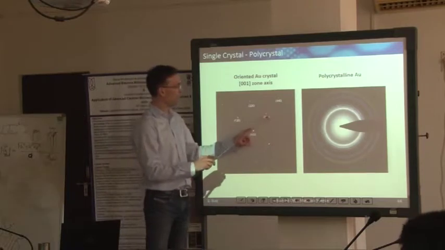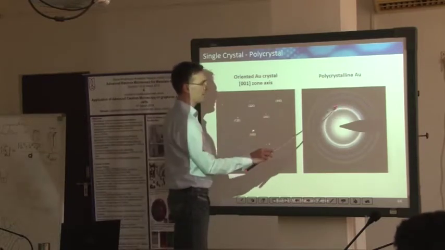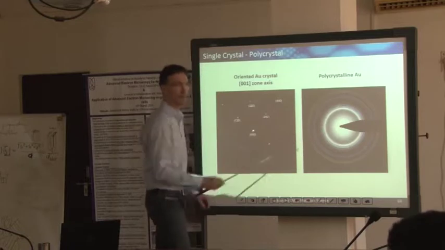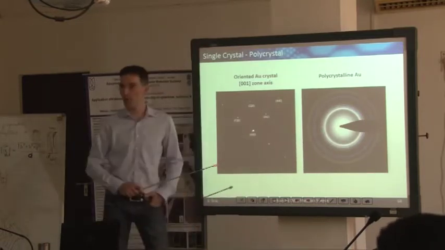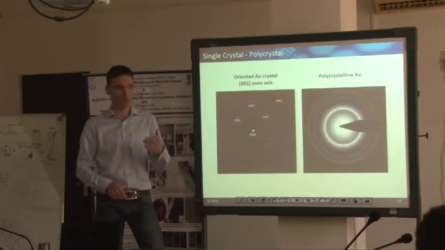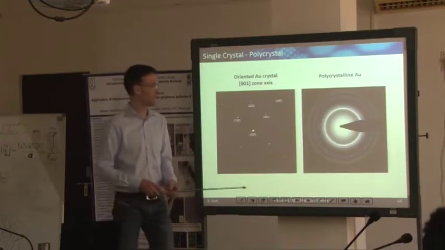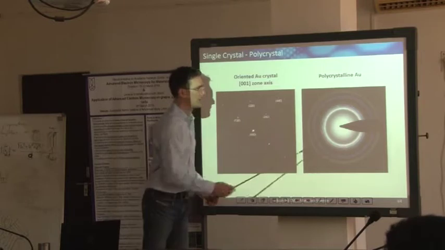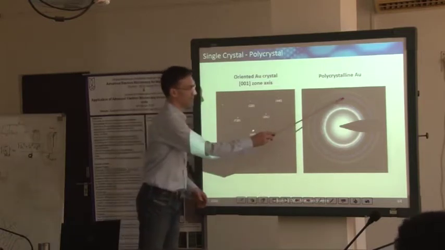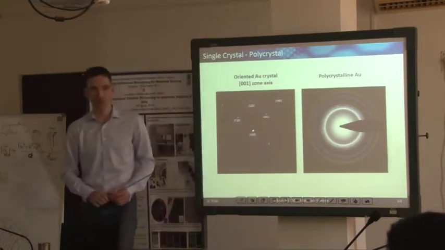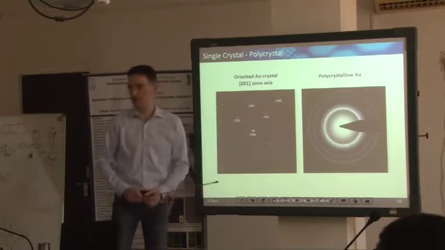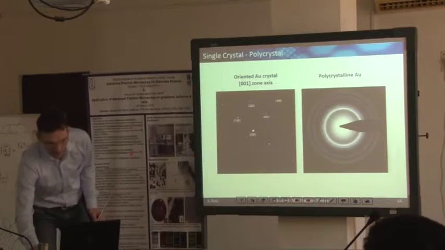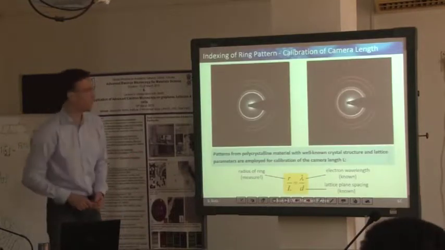So the 200, this is this ring here, it's the same distance at the same camera length. The innermost ring is the 111 ring of reflections, which is also allowed. It's just odd in the indices. And the next one here is the 220 ring. So it's exactly the same. This is just one crystal, these are many crystallites. And this is what I mentioned before.